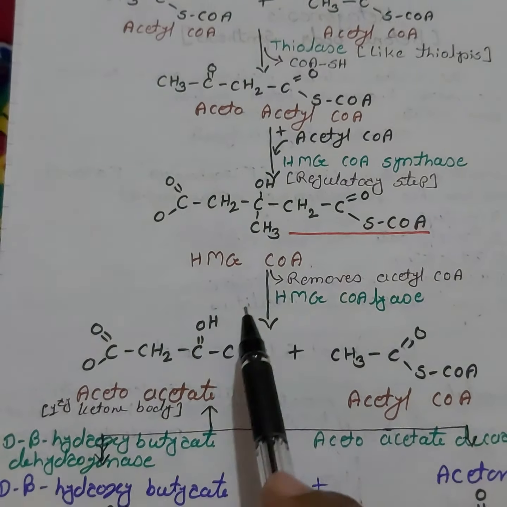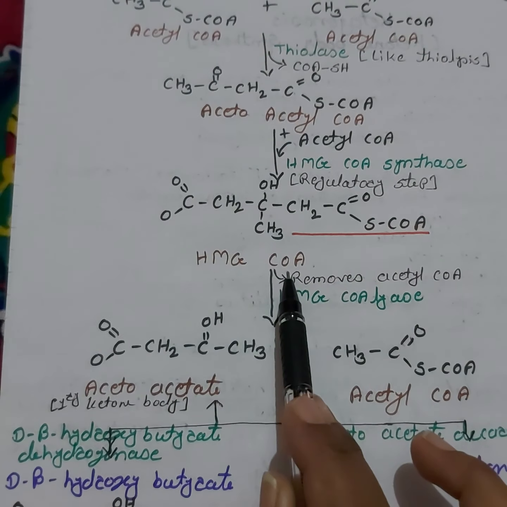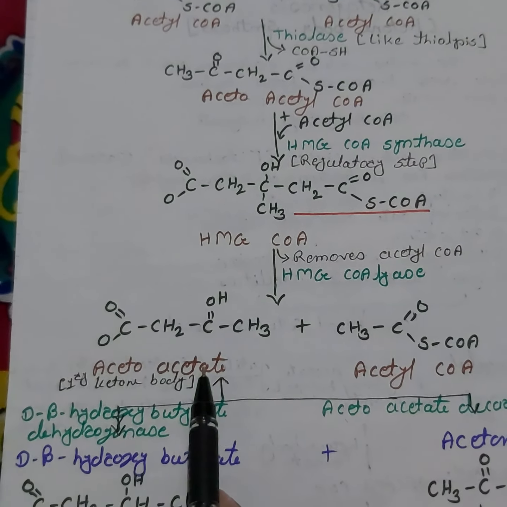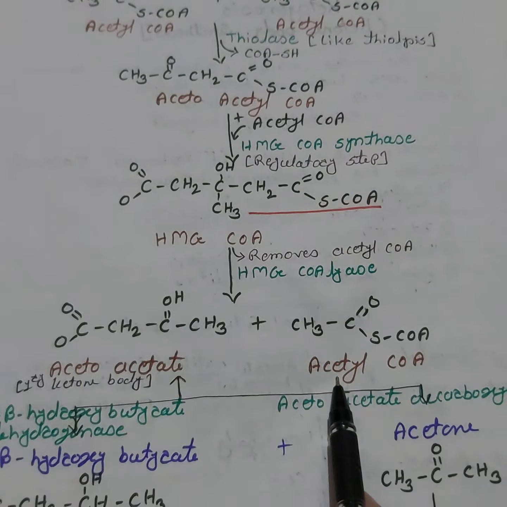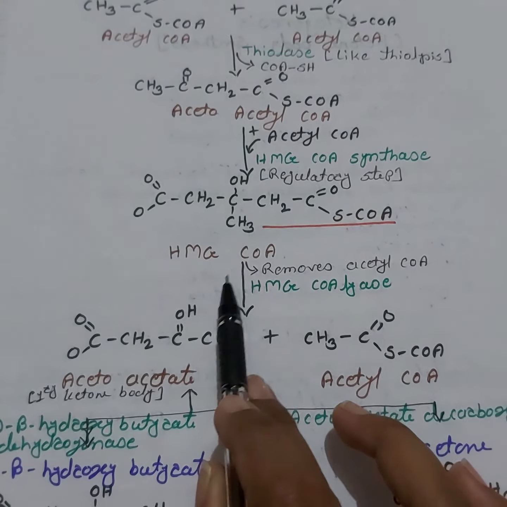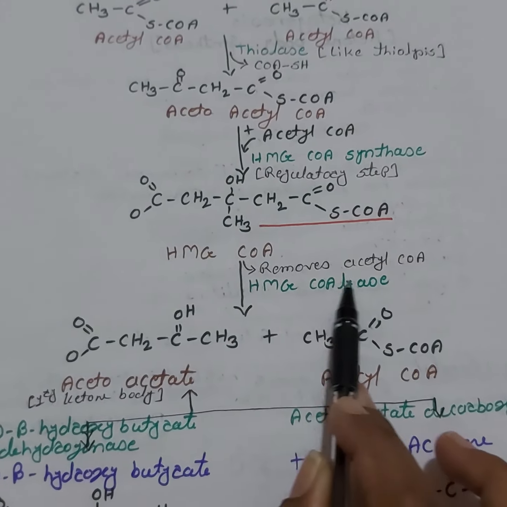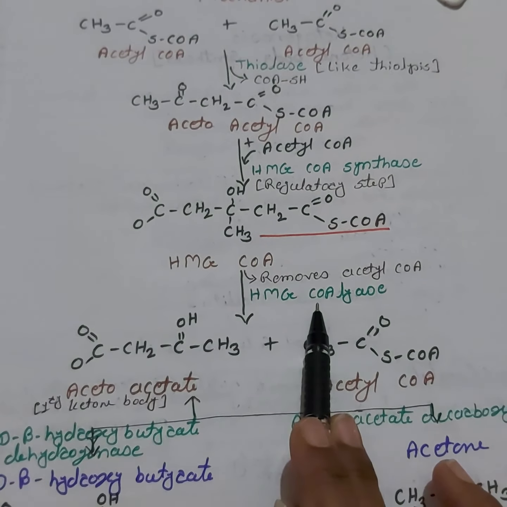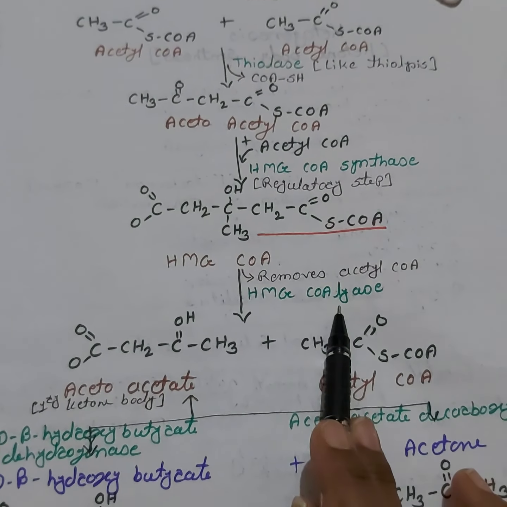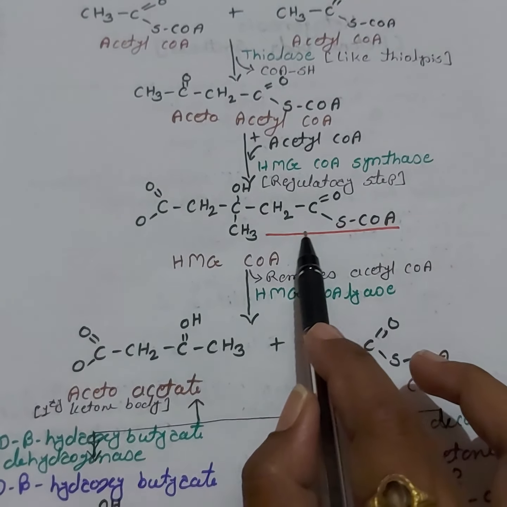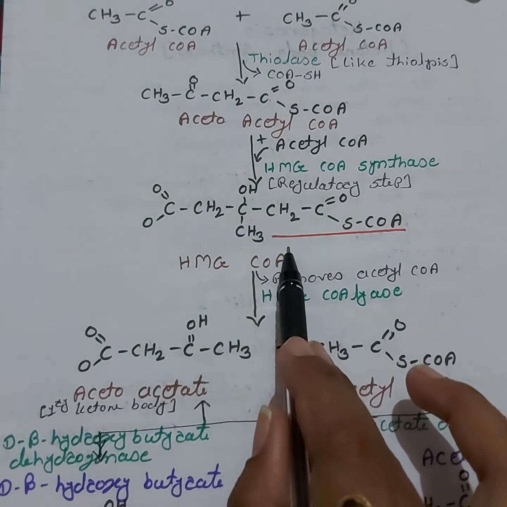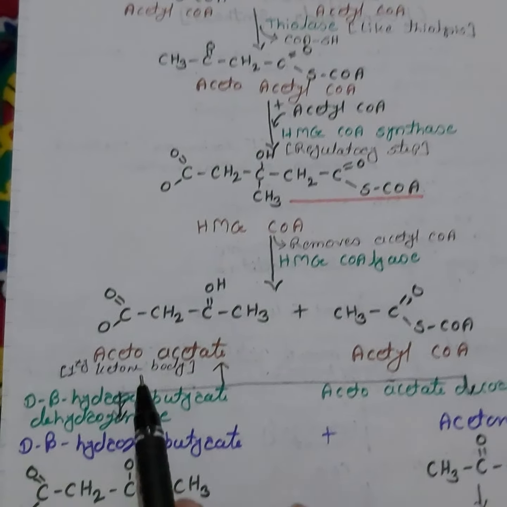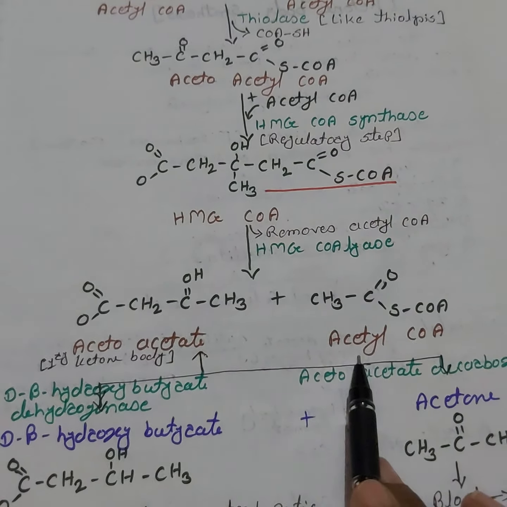In the next step, the HMG CoA molecule will get broken down and produce two molecules. The first one is acetoacetate and the second one is acetyl CoA. This reaction is catalyzed by HMG CoA lyase. Here you can see that this part of the structure which contains acetyl CoA will be released from the HMG CoA, producing acetoacetate and acetyl CoA.